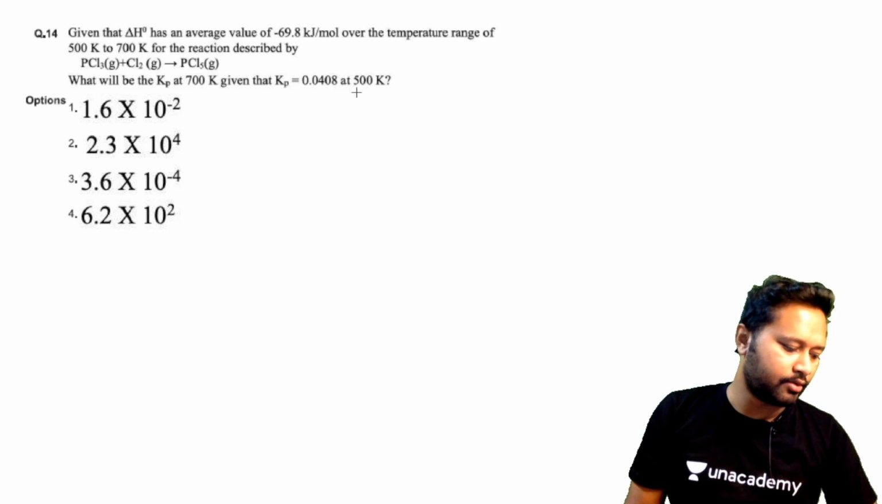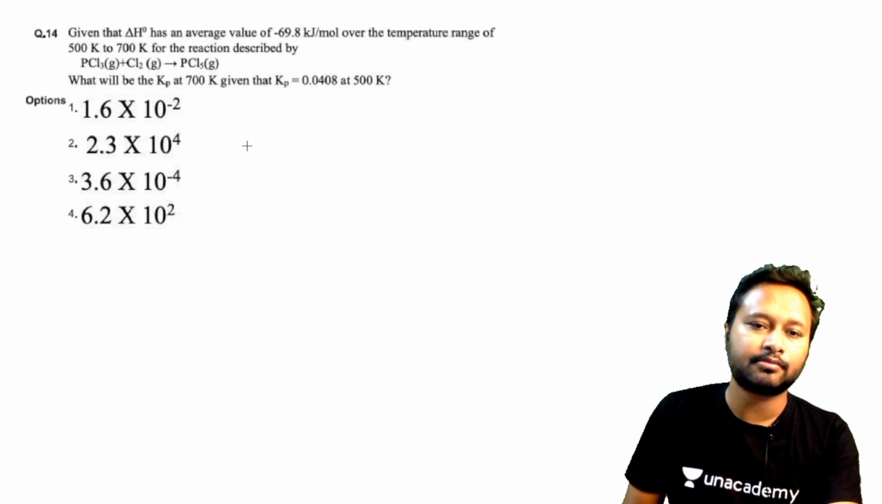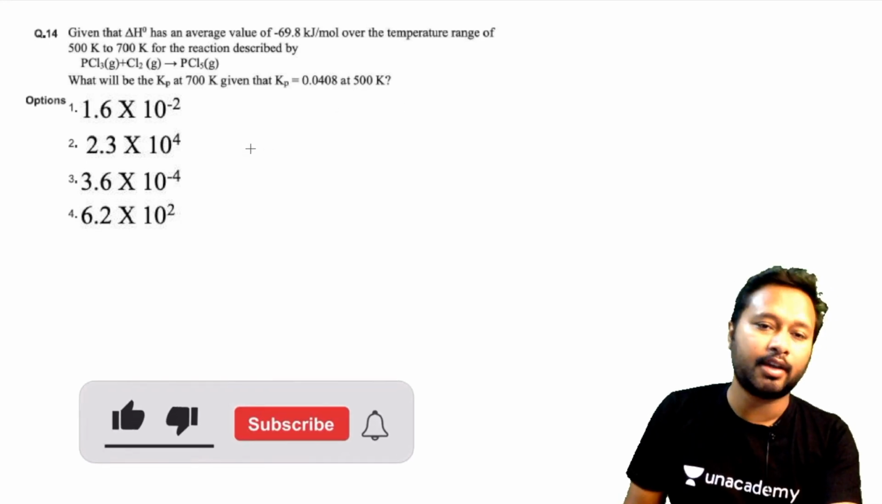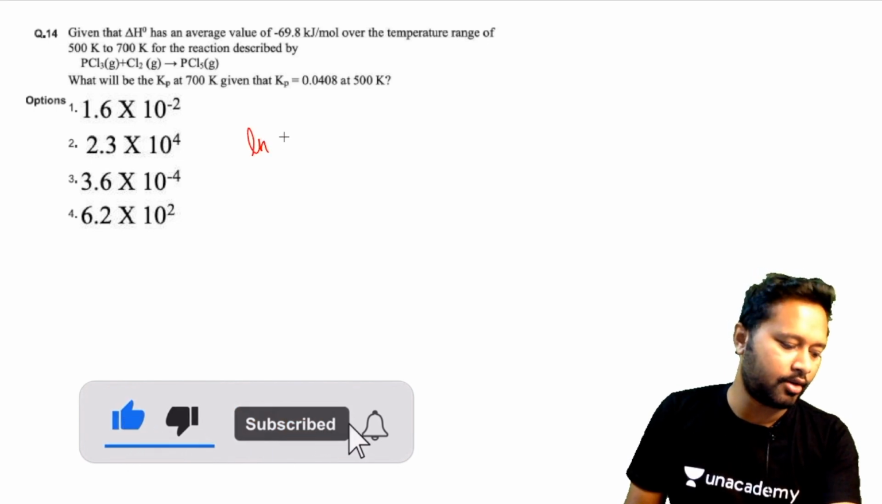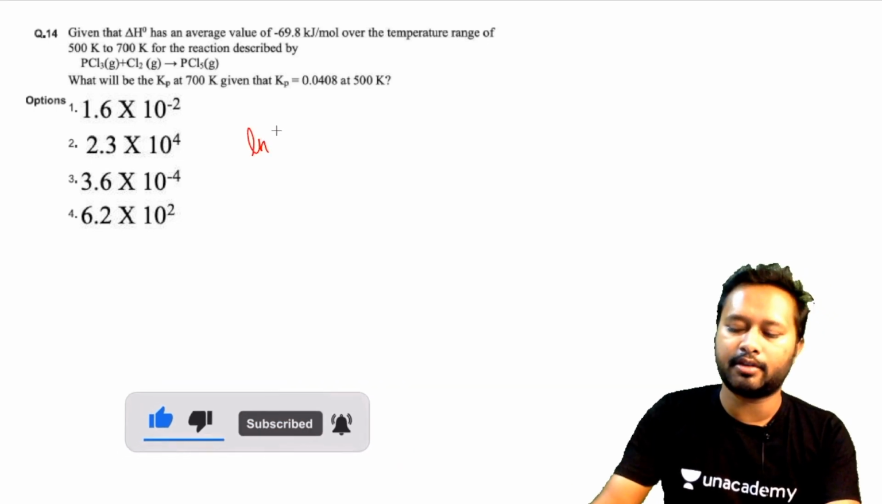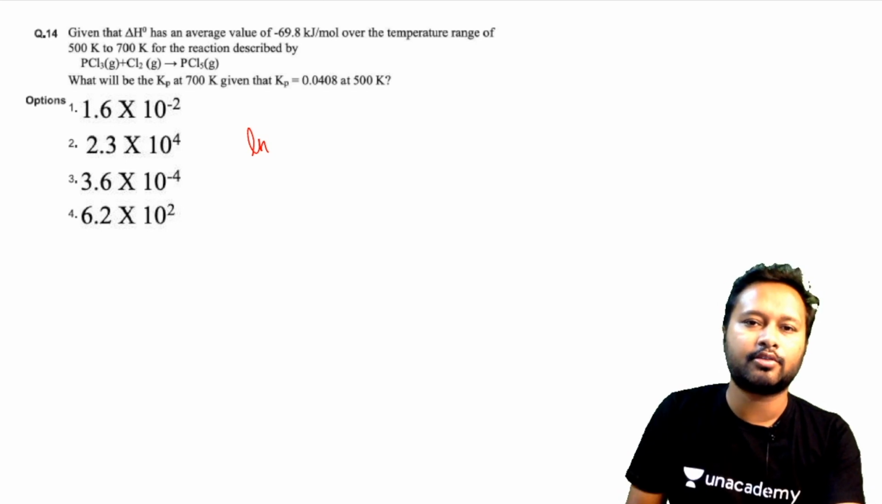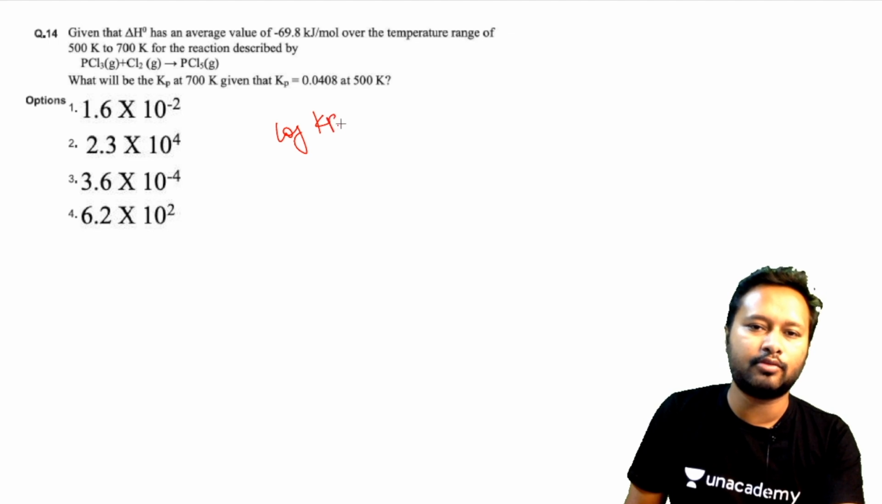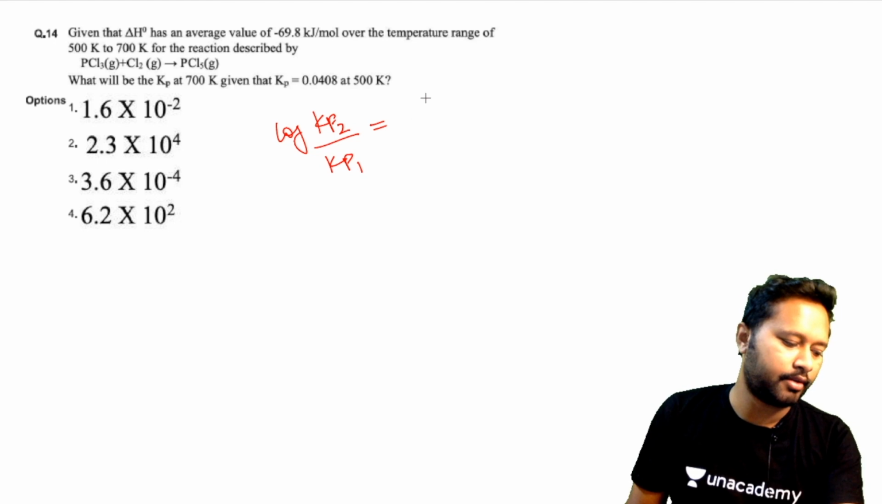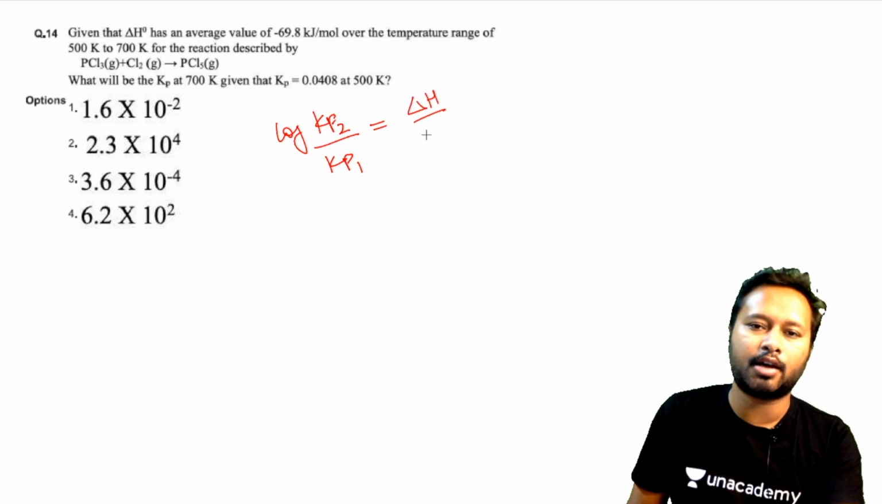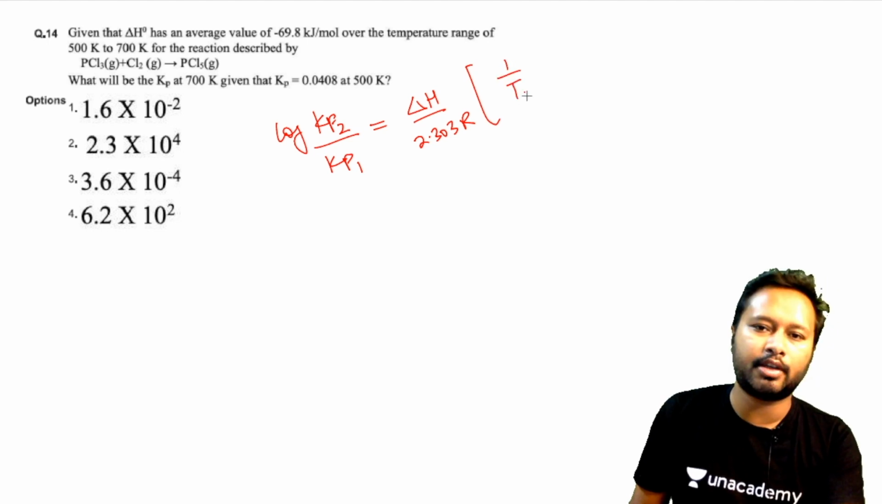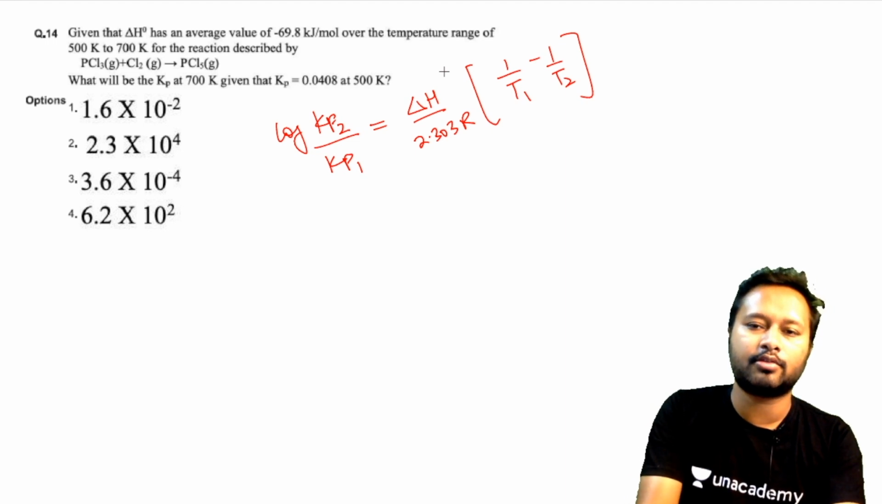To solve this question, the formula which you are going to use is the Clausius-Clapeyron equation in the extended form. That goes like ln, or you can just convert the formula in terms of log itself. So it's like log Kp2 divided by Kp1 is equal to delta H upon 2.303 R, and in the bracket it should be 1 upon T1 minus 1 upon T2. This is the formula which we can use, and you can try to solve it based upon it.